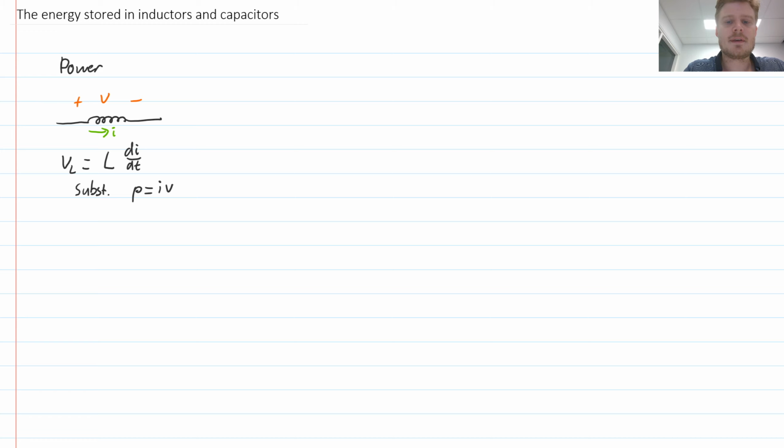We can do a similar thing for capacitors. So I can take a capacitor and again I can define a voltage and a current. So passive sign convention, positive to negative for the current flow. And our governing equation for a capacitor is that the current is C times dV/dt. So if the voltage is changing, then there is a current flowing. And again, we can just substitute it into P equals I times V in order to get the power.